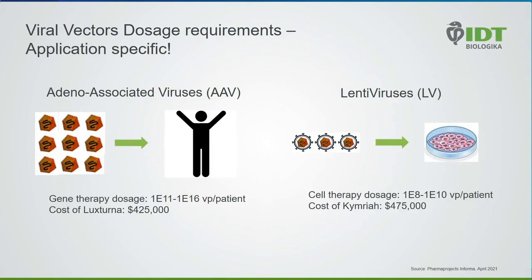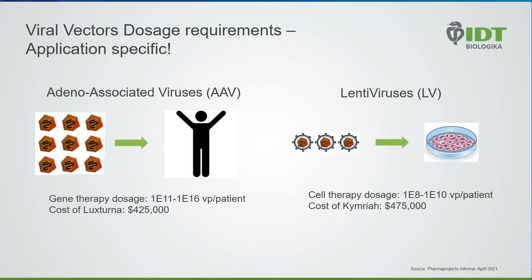So how much of these viral vectors is needed? The answer is that it is application specific. If you're looking at a gene therapy that uses an in vivo strategy, like AAV does, the dosage required is going to be much more, because the viral vector is injected directly into the patient, so it has to contend with the patient's immune system. The typical dosage in an in vivo strategy is about E11 to E16 viral particles per patient, whereas lentiviruses, which are used mostly in cell therapy applications, don't have to deal with the patient's immune system directly, and so the dosage is much lower. A typical dose ranges between E8 to E10 viral particles per patient.